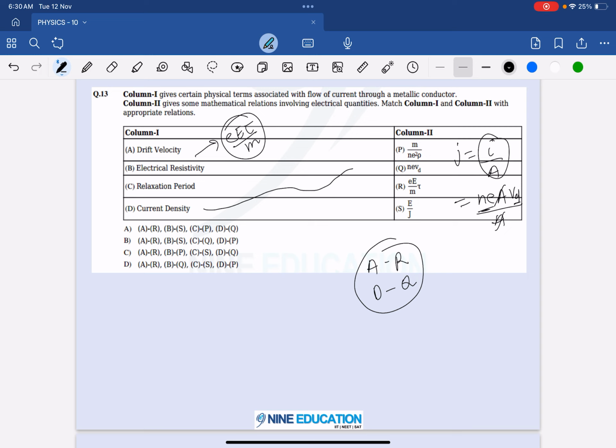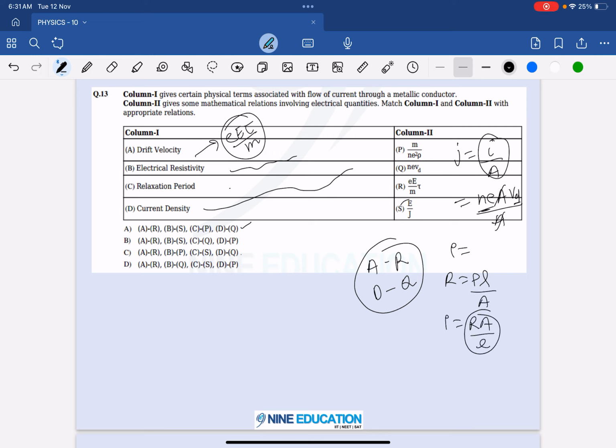Is there anything? Acha, sir. So D is Q and A is R in this also. Now I need to know one more in order to figure out. Alright, so what we are having? Something called relaxation period, tau, and electrical resistivity. Sir, electrical resistivity I know, sir. It is basically rho, R equals rho L by A. Yes or no? So rho is basically RA by L.